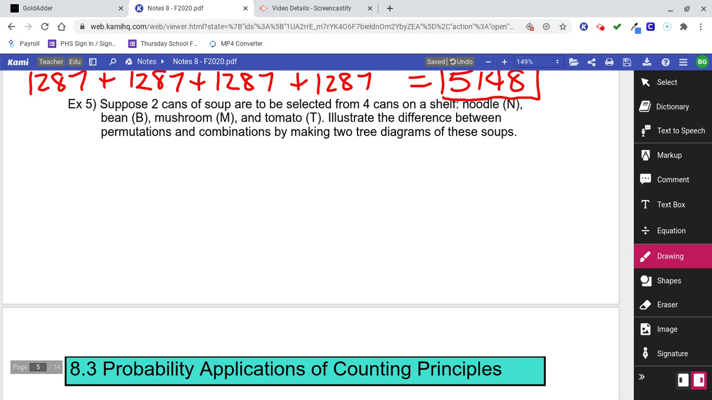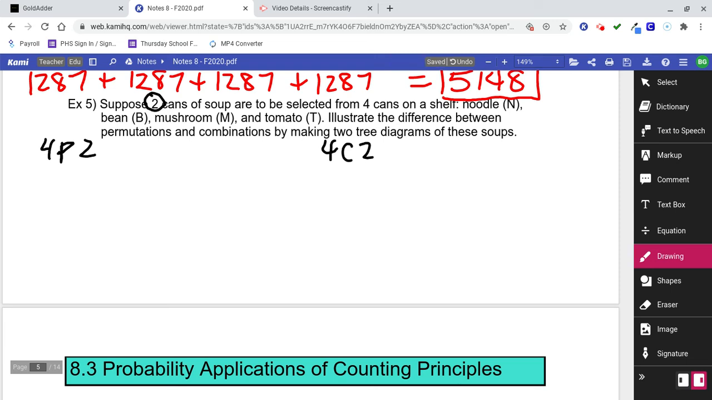Last one. Suppose 2 cans of soup are to be selected from 4 cans on a shelf. You've got noodle, bean, mushroom, and tomato. Illustrate the difference between permutations and combinations by making 2 tree diagrams of these soups. So notice we're taking 2 cans of soup out of the 4 different types. Basically we're trying to show the difference between 4P2 and 4C2.